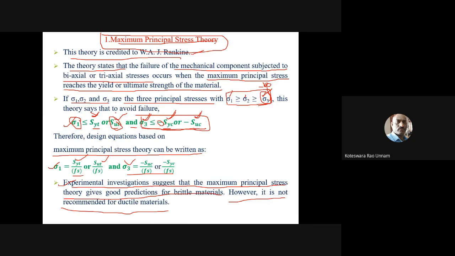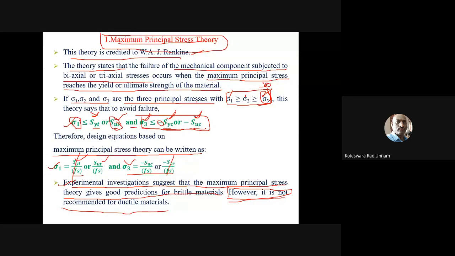Because whatever results they are predicting for ductile materials, they are not matching with the experimental results. That's why this maximum normal stress theory, or maximum principal stress theory, or Rankine theory, whatever it may be, is not suitable for ductile materials. I cannot say not applicable, but not suitable. So if I rewrite these equations, I need to eliminate this. So sigma 1 is equal to SUT by Fs, sigma 3 is equal to SUC by Fs. Like that we need to take.